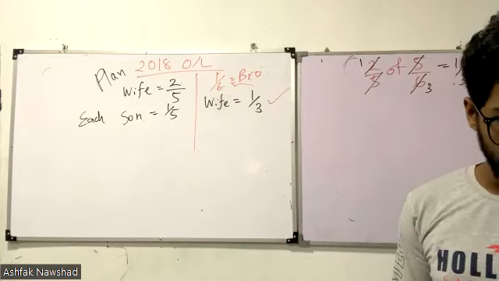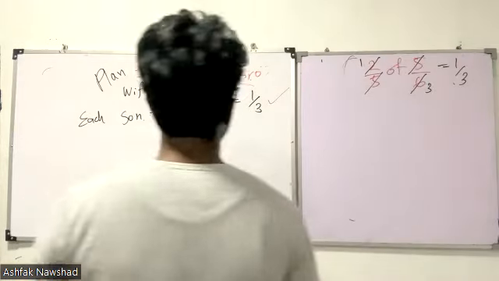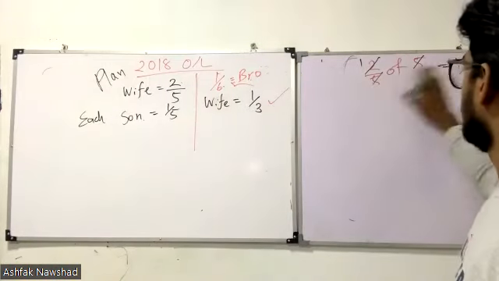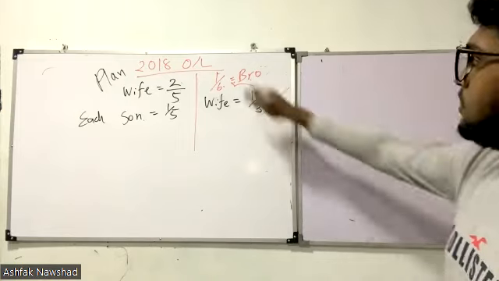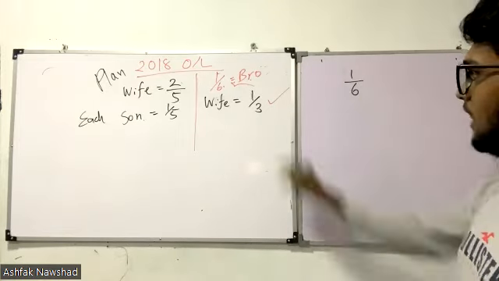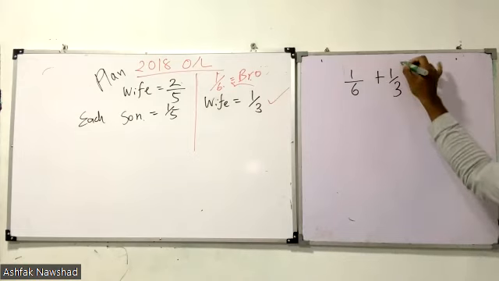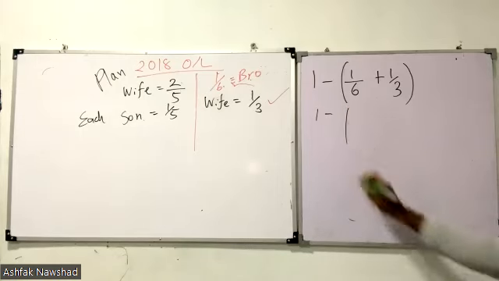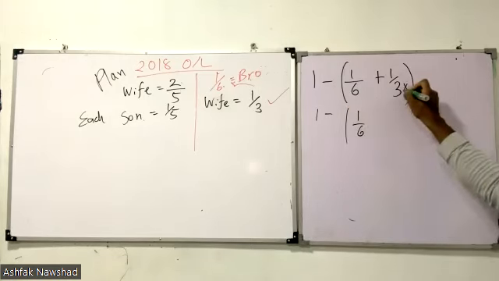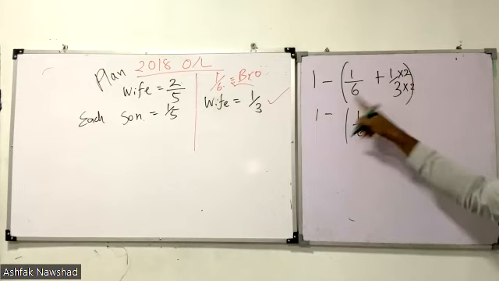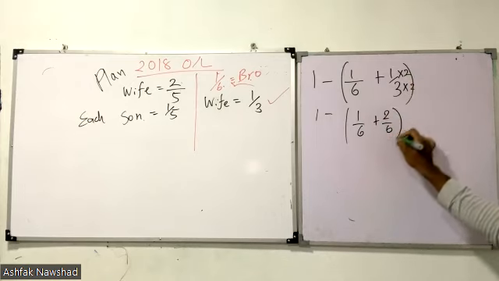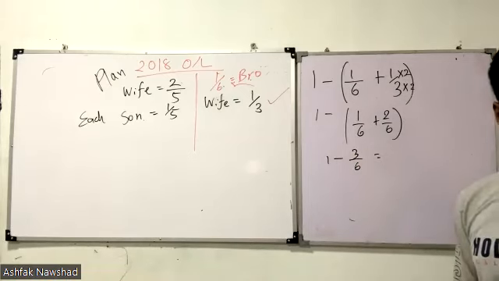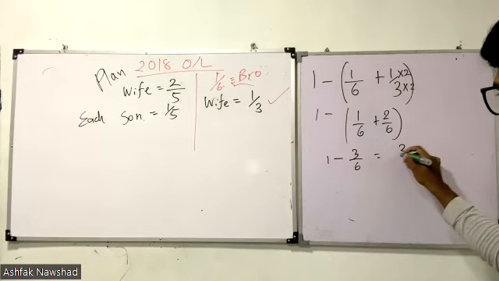Now they're asking what's remaining. Let's see. Yes, exactly. The answer is correct. 3/6 will be remaining. See, let's work it out. He gave 1/6 to his brother and he gave 1/3 to his wife. In order to find the remaining, you must subtract it from the whole land, right? Subtract it. 1/6. This becomes 2/6. You must equalize the denominators. So this is 2/6. So 1 minus, here it's 3/6. 1 minus 3/6 is again 3/6.